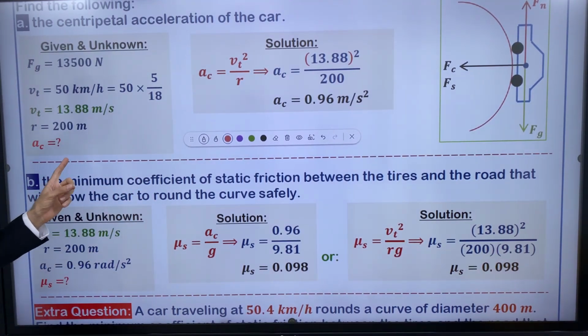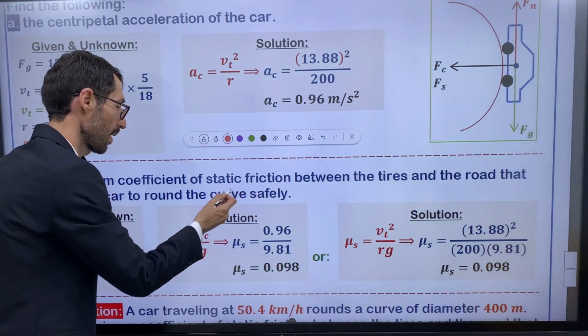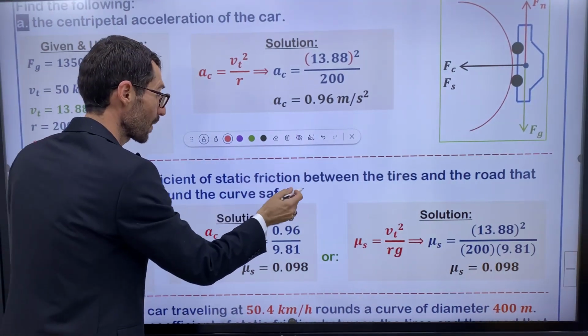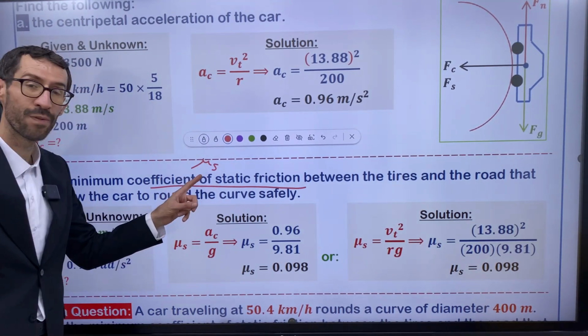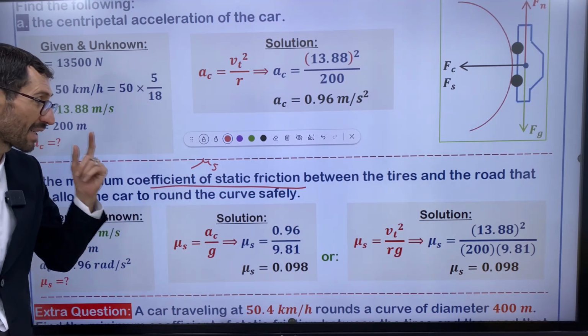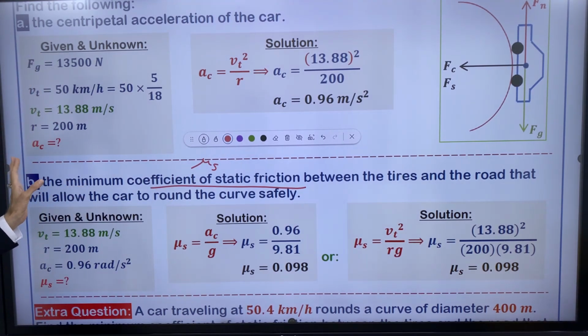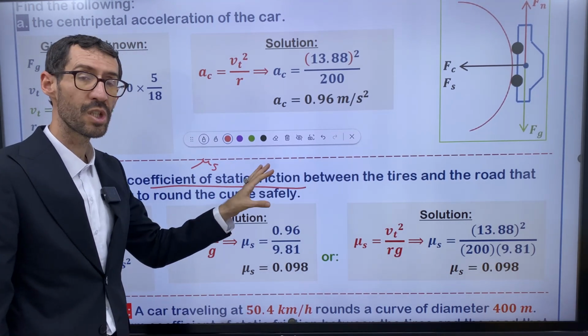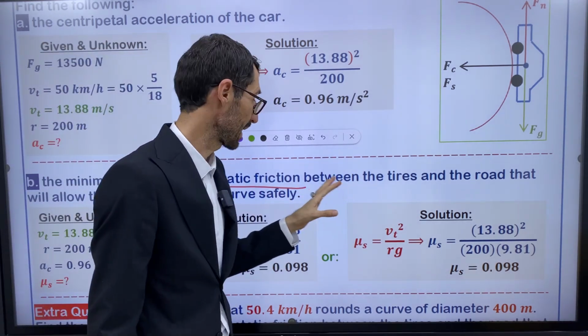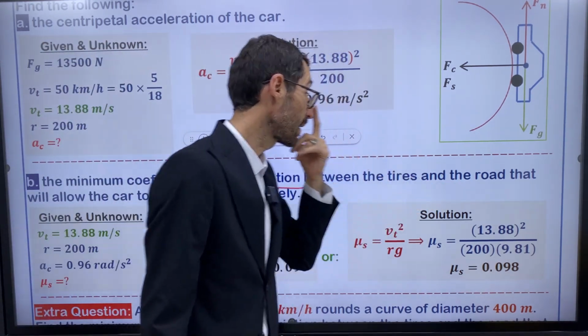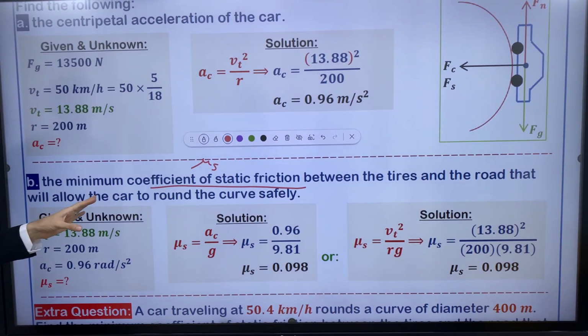It says the minimum coefficient of static friction. What do we look for? Guys, we look for mu s. We look for this guy, mu s. So mu s is unknown. The minimum coefficient of static friction means mu s, mu sub s, between the tires and the road that will allow the car to round the curve safely.